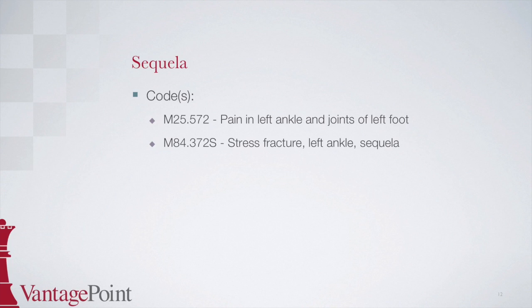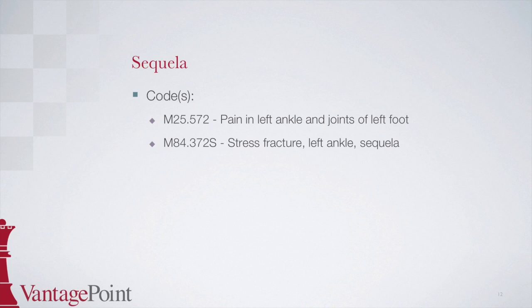The second code is M84.372S, stress fracture, left ankle, sequela. To locate this code, start at fracture in the alphabetic index. Then, believe it or not, you actually have to go to traumatic to find stress fracture, even though stress fractures are part of the musculoskeletal system chapter, not the injury chapter. From there, you're going to look for stress, and then ankle, which points to M84.37, with a checkbox next to it indicating that more digits are required.